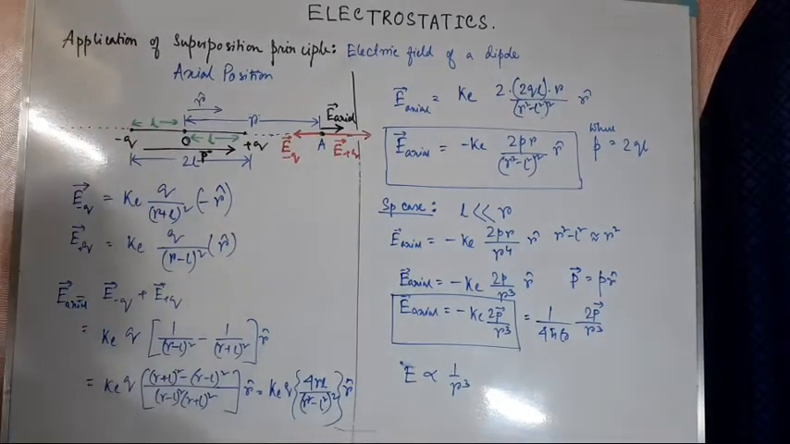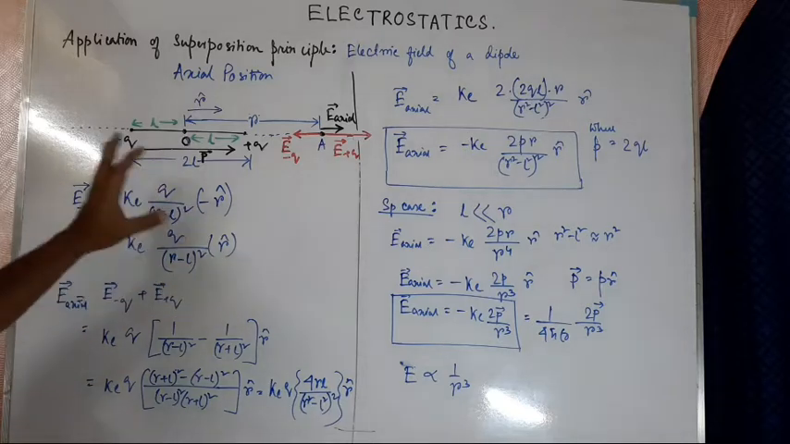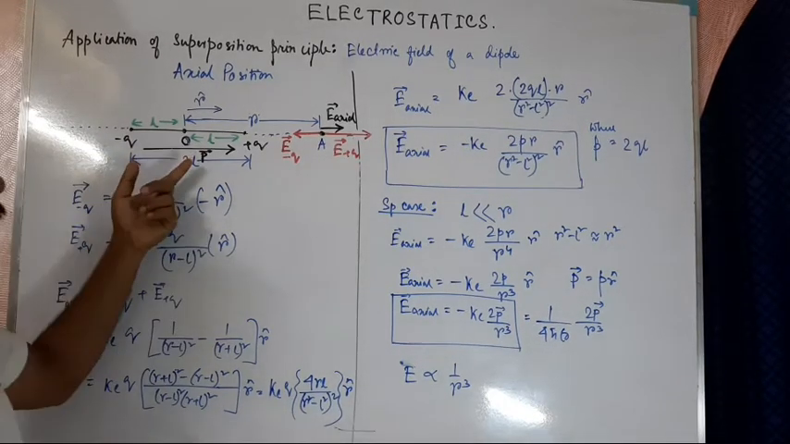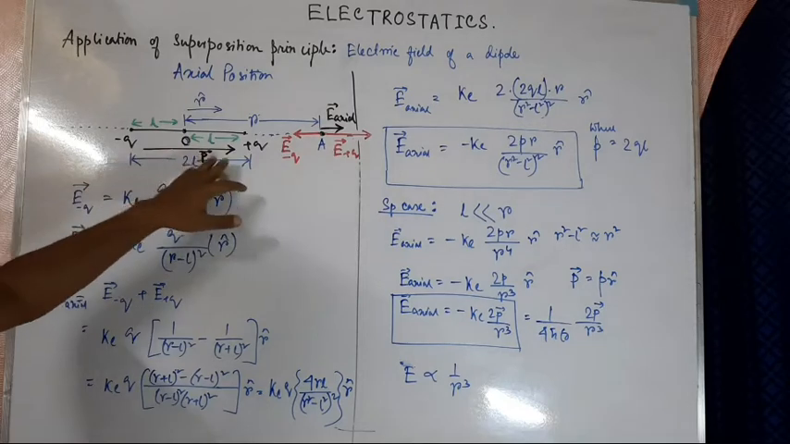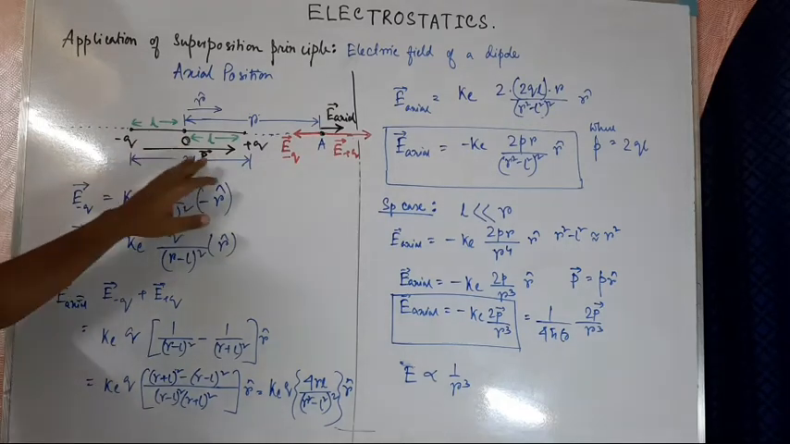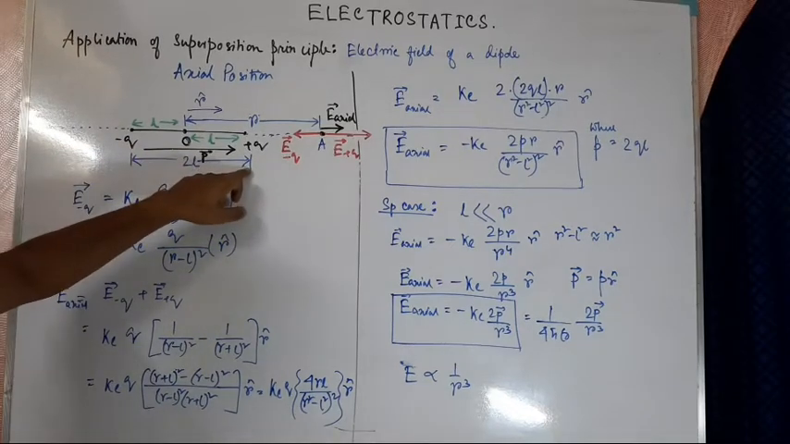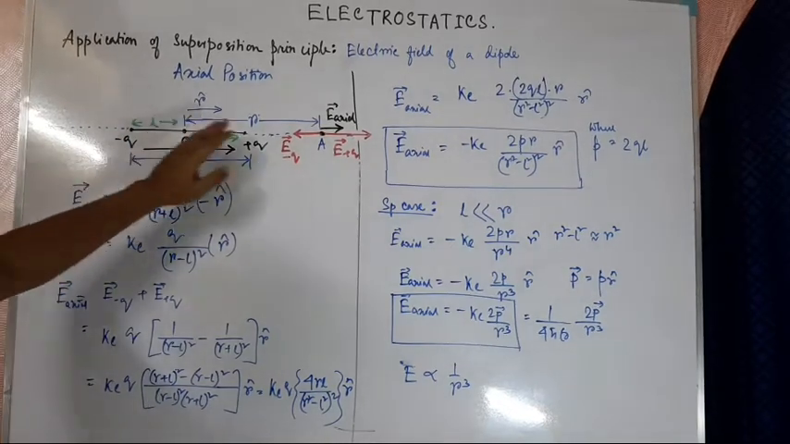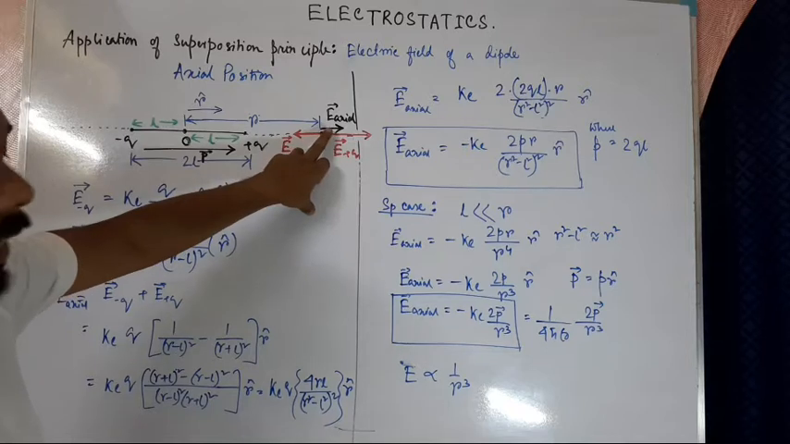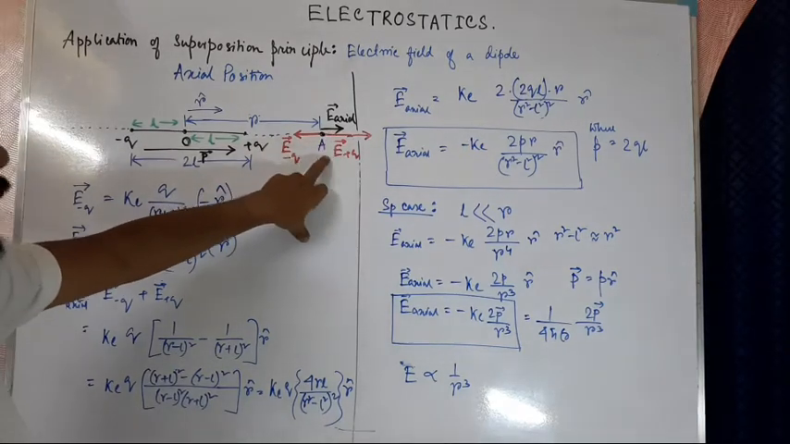Now there is another thing, a physics funda, that the direction of the dipole moment is from negative to positive, which is exactly the direction of the residual or net electric field at the point A.